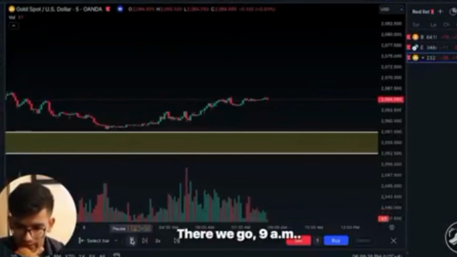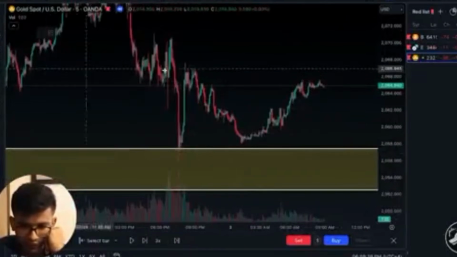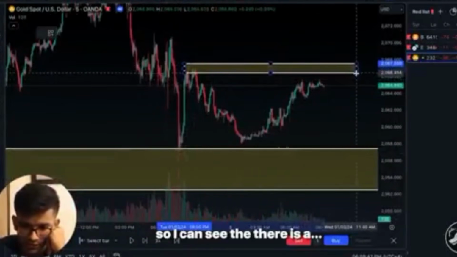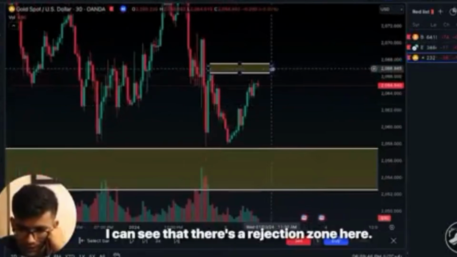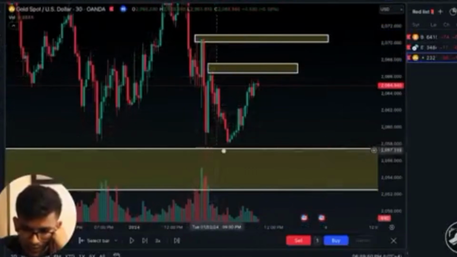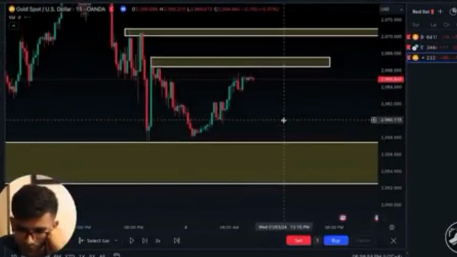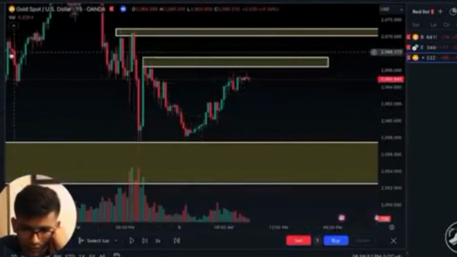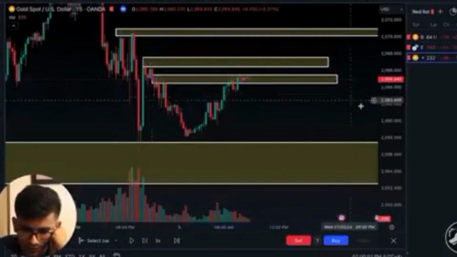There we go, 9 a.m. All right, so we've got 1 hour to trade. So let me draw my execution zones. Let me go to the 30-minute time frame. I can see that there's a rejection zone here. I can see that there's a rejection over here. Let's go to the 15-minute time frame. I can also see that there's a resistance over here.